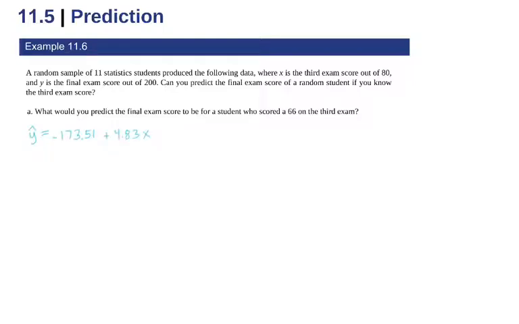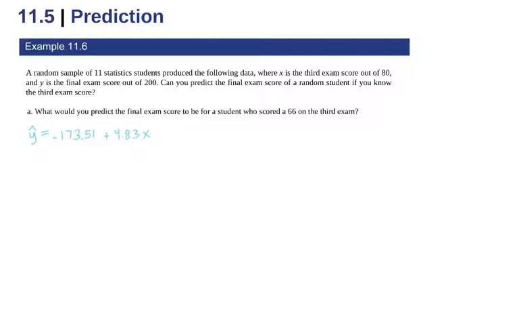So we had some exam scores for students' third exam out of 80, and we compared that to the final exam score that was out of 200. And we came up with this equation here. So y hat is equal to negative 173.51 plus 4.83x.